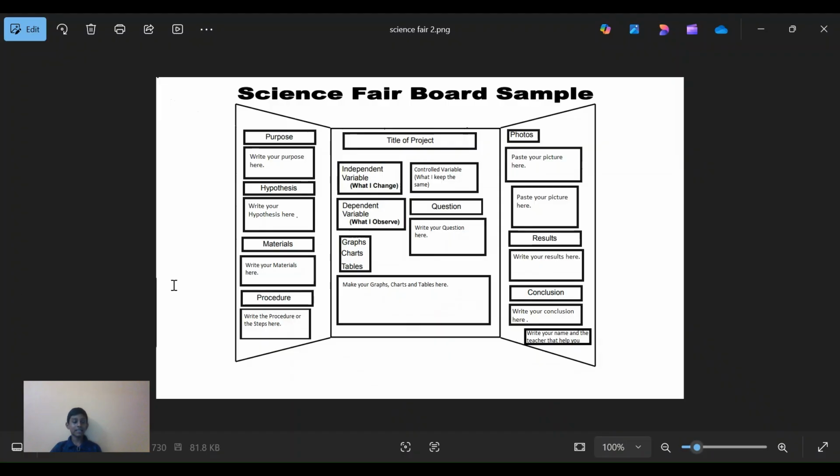The procedure is the procedure outlines a clear step by step method describing how the experiment was conducted to ensure accuracy and reproducibility. The example is 1. Label 3 potted bean plants, plant A, plant B, and plant C.